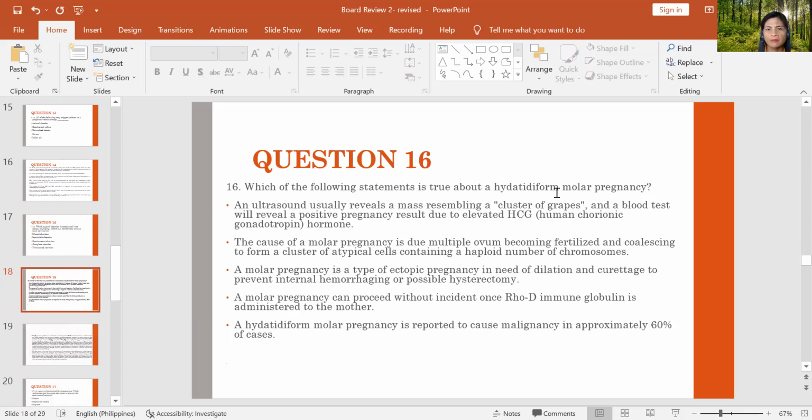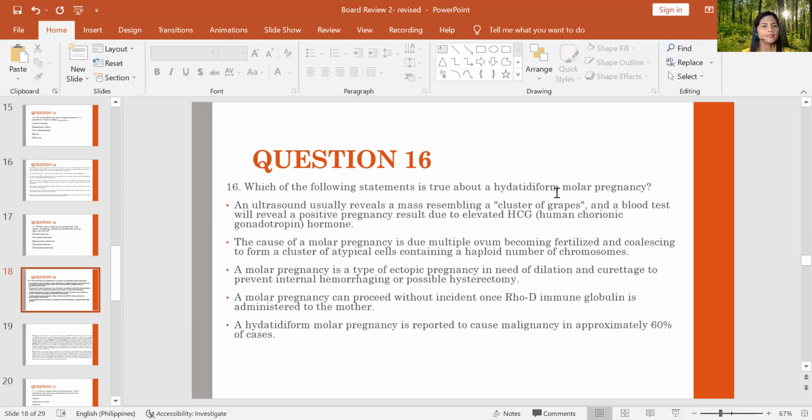Which of the following statements is true about a hydatidiform molar pregnancy? An ultrasound usually reveals a mass resembling a cluster of grapes, and a blood test will reveal a positive pregnancy result due to elevated HCG, human chorionic gonadotropin hormone. The cause of a molar pregnancy is due to multiple ovum becoming fertilized and coalescing to form a cluster of atypical cells containing a haploid number of chromosomes.